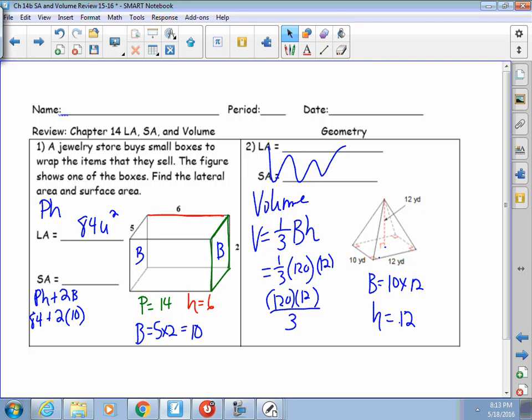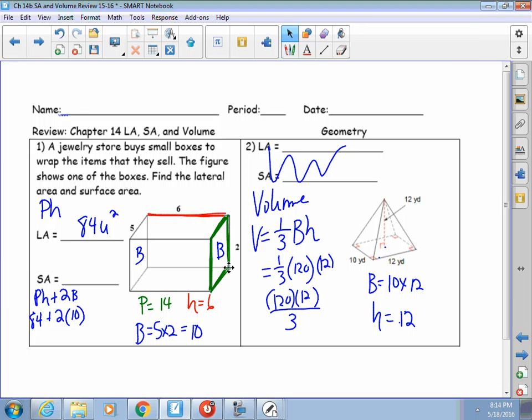Make sure you write your formula. Lateral area is pH, perimeter of the base times the height. Perimeter of the base was our distance around the base. Our bases are the two congruent sides. So when I go around them, that's 2. This distance will be 5 here. If I come back down, that's another 2. And then that's another 5. So that's why we added that up. We got 14. Our height is always our distance between the bases.